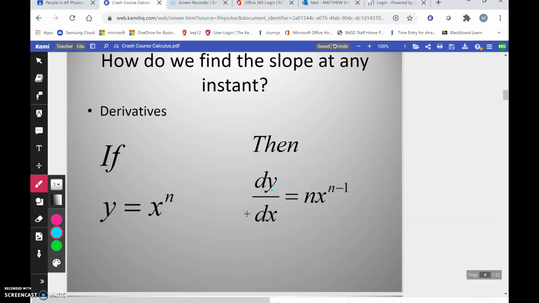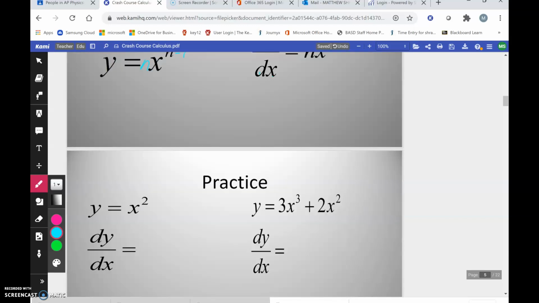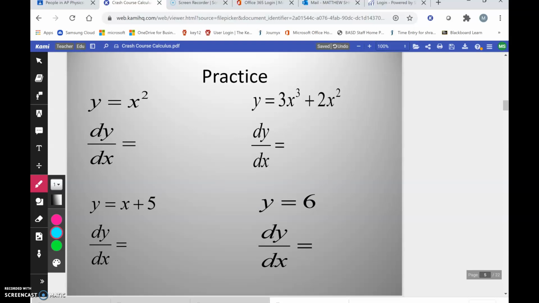So what have we done here? Well, we multiplied by the exponent that's there, and then we subtracted 1 from that exponent. Let's practice some math, and then we'll put it in terms of physics. If we have y equals x squared, we first multiply by that exponent, and then subtract 1 from that exponent. So we're left with 2 times x to the 2 minus 1 power. 2 minus 1 is 1, so we're left with simply 2x. Easy enough, right?